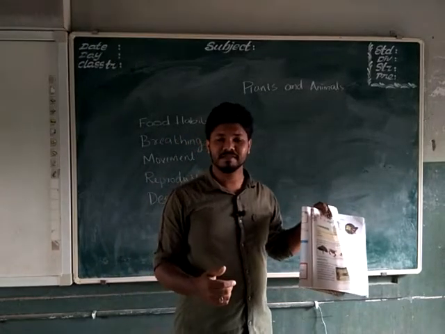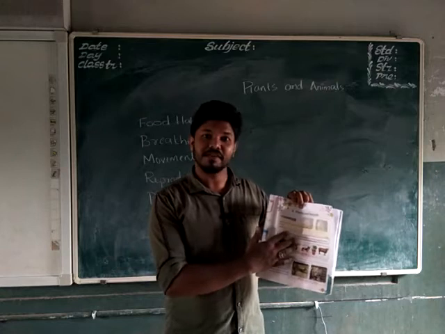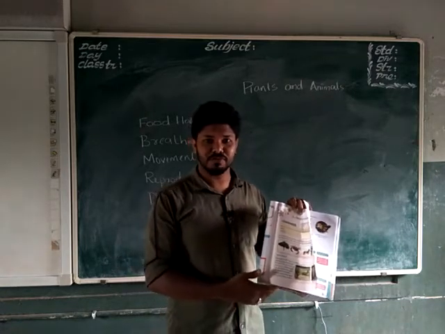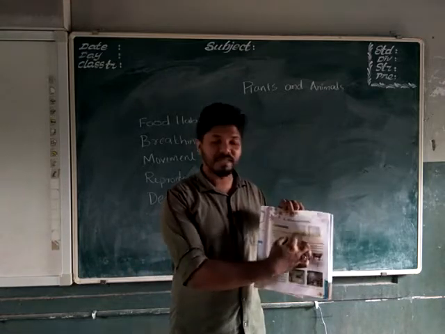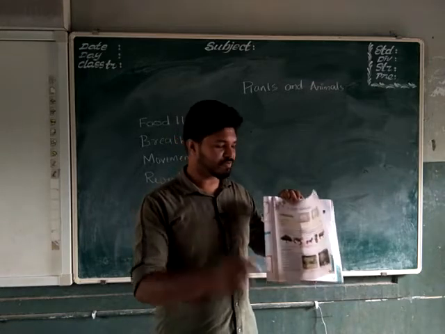Useful means something that gives us benefit. So you have to write whatever plants or animals that give some use to you, that help you in some way. So you have to write the names of 2 plants and 2 animals. Remember, they must be useful to you.